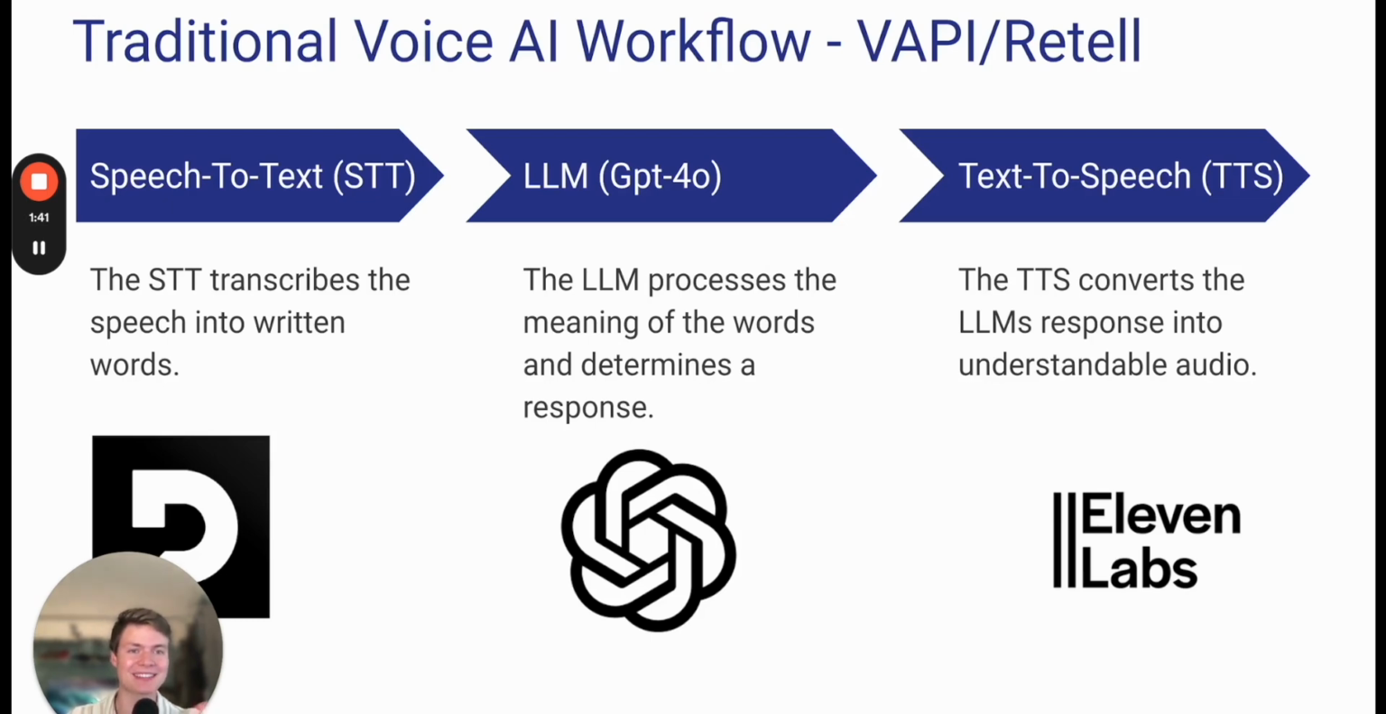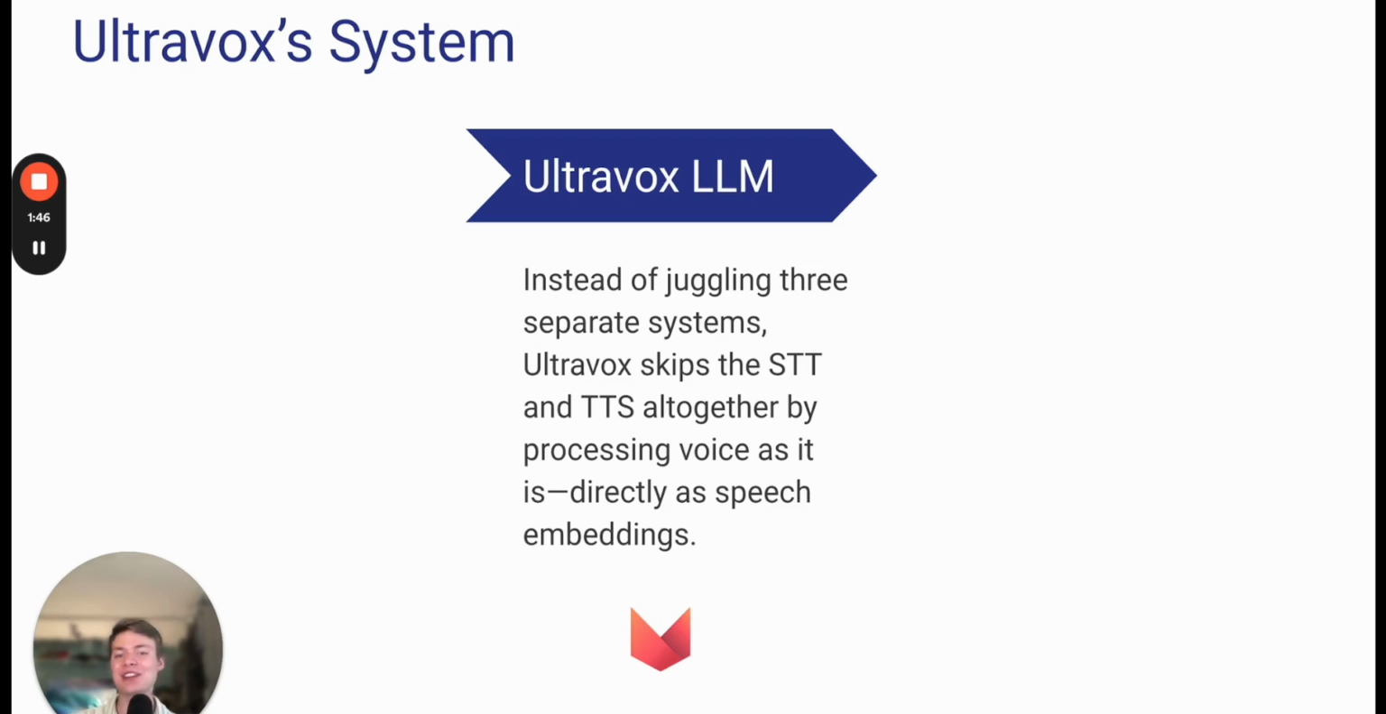Remember, speech to text, text to speech, Ultravox, ready? None of that. Instead of juggling three separate systems, Ultravox skips the speech to text and the TTS altogether, and it just processes the direct voice. This is incredible, okay? Think about that for a second. And the way that this works is, Ultravox is actually processing the literal speech embeddings of the words. Okay, so, and these embeddings are like multi-dimensional numerical representations of audio signals that retain paralinguistic information such as tone, pitch, context, and emotion. So what does that mean for you?